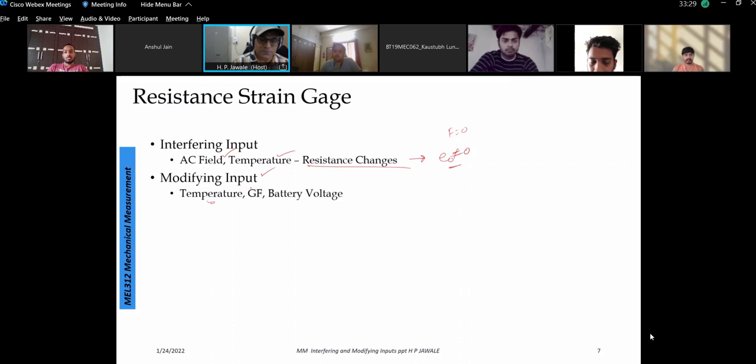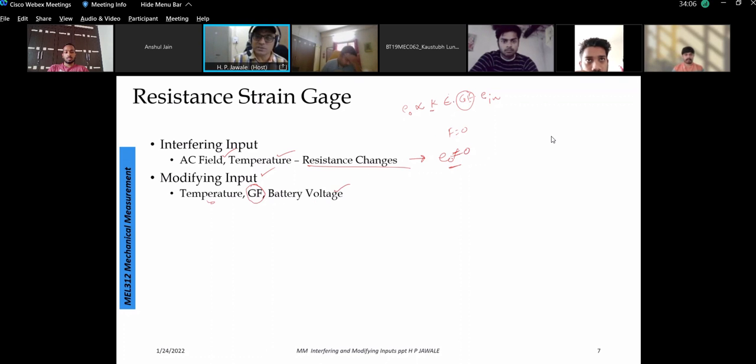Right. Say for example, if there is change in the gauge factor, because we have seen in the earlier expression that the output voltage is proportional to the constant K times strain into the gauge factor. So if there is change in the input EMF, that is the battery voltage, right? So even if the change in the gauge factor is going to occur, it is going to modify both the interfering signal as well as the desired signal.